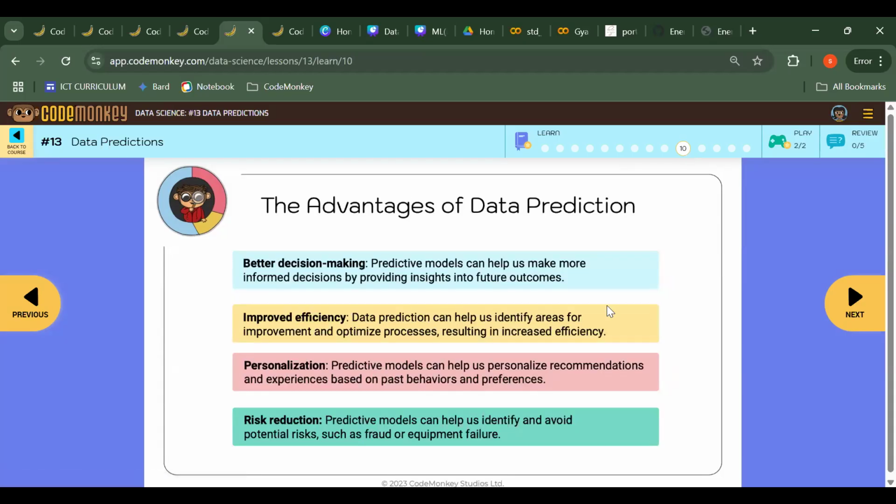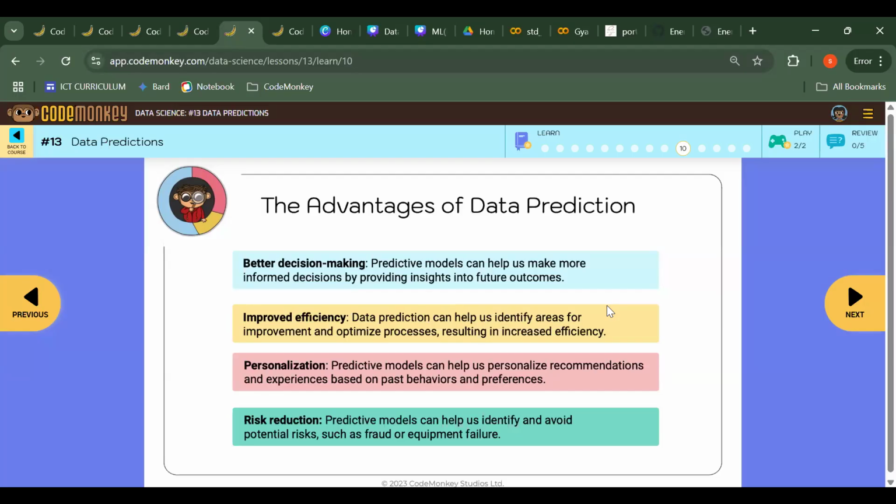And here is the advantage of data prediction: better decision making. For example, the selling prices without watching the answer. I have already given an example.